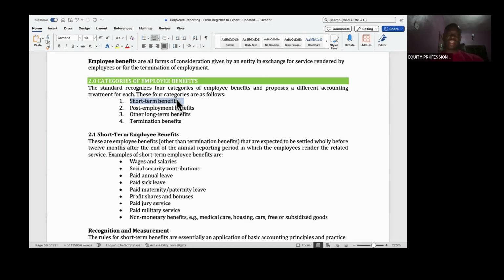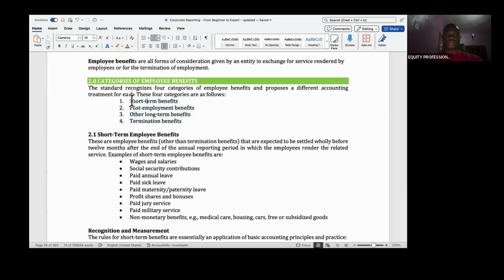We have short-term employee benefits. We have post-employment benefits. We have other long-term benefits. And we have termination benefits. These are the categories of employee benefits we need to learn how to deal with for this standard. As soon as we are able to do this, then we are good to go. So let me gloss over these four. Then we pick them one by one.